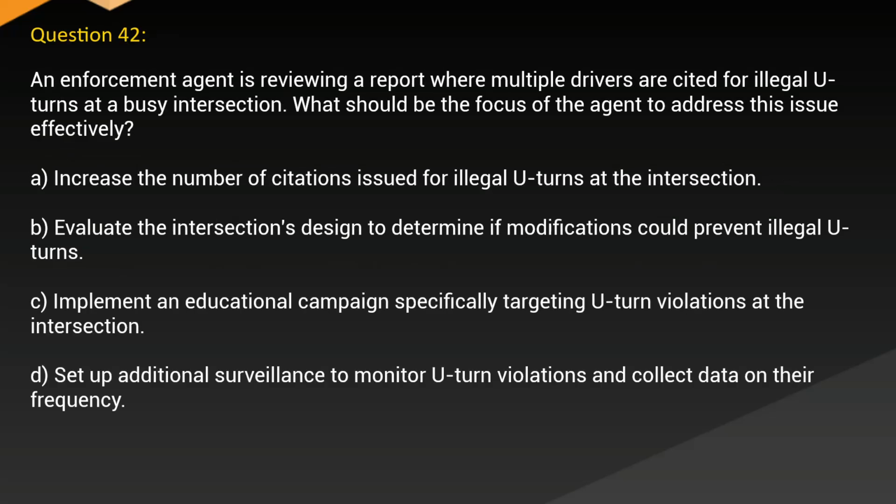Question 42. An enforcement agent is reviewing a report where multiple drivers are cited for illegal U-turns at a busy intersection. What should be the focus of the agent to address this issue effectively? A. Increase the number of citations issued for illegal U-turns at the intersection. B. Evaluate the intersection's design to determine if modifications could prevent illegal U-turns. C. Implement an educational campaign specifically targeting U-turn violations at the intersection. D. Set up additional surveillance to monitor U-turn violations and collect data on their frequency.